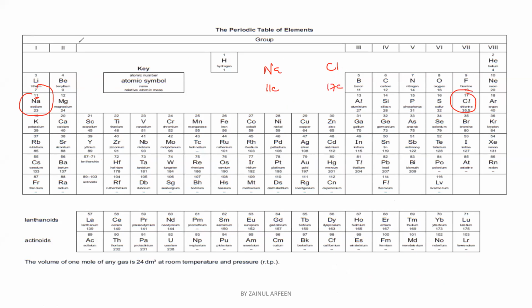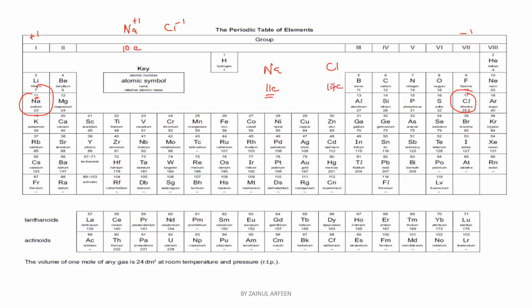But because an ionic compound is between the ions, sodium will lose an electron. How many electrons will it lose? As it belongs to group 1, sodium will lose 1 electron. As it loses 1 electron, sodium will form a positive ion. And chlorine belongs to group 7, so it will gain 1 electron, so it will form a negative ion with a charge of minus 1. Sodium atom has 11 electrons, so the sodium ion will have 10 electrons.